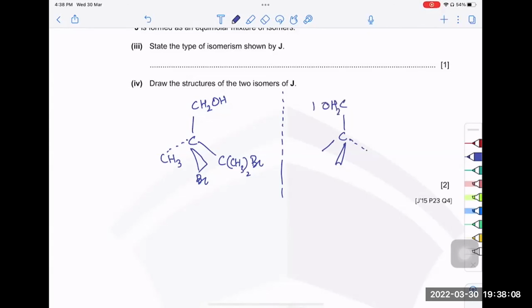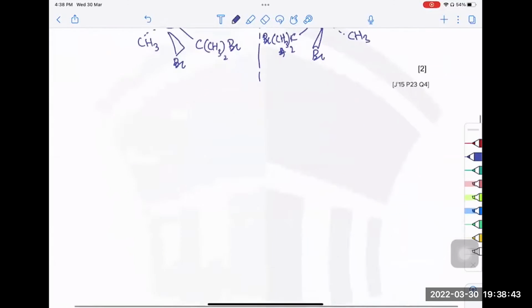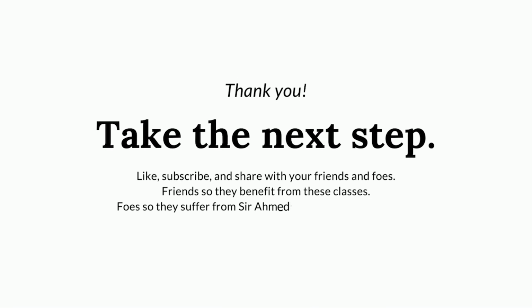So this is CH2OH. I'm just reflecting it. This is C. Same problem again. So CBr, CH3 twice, and you could move the bromine, because that way it's much easier to write. So Br here and two methyls here, and this one is Br and that one is methyl. So there you go. I made the two isomers, and these are optical isomers. Yep, that's it.